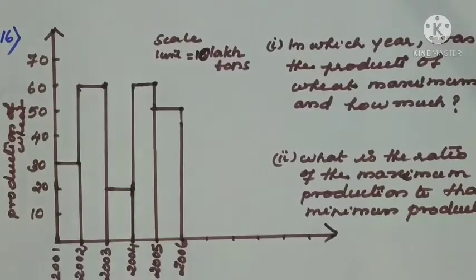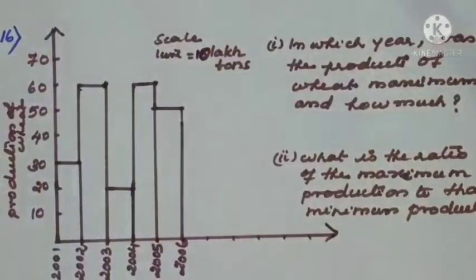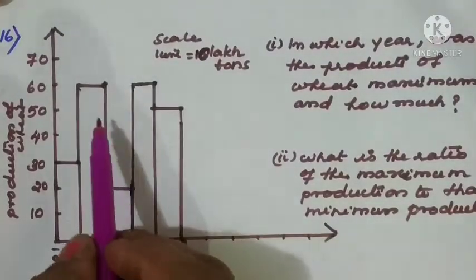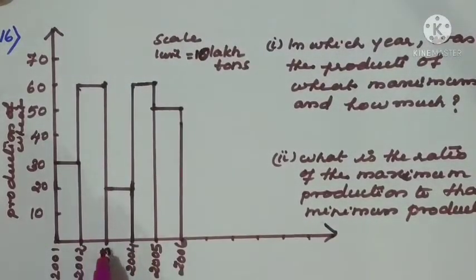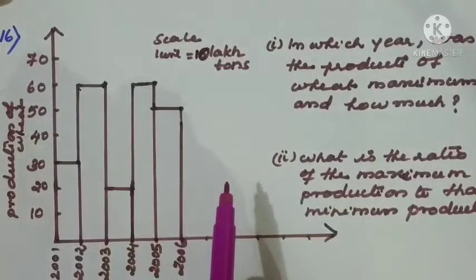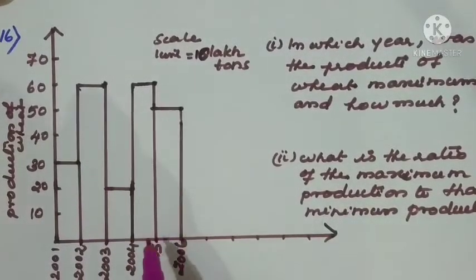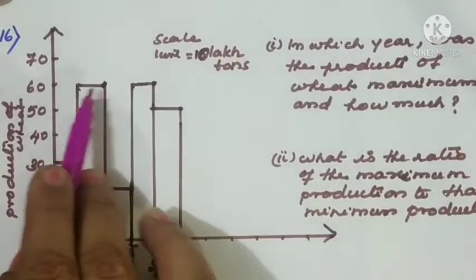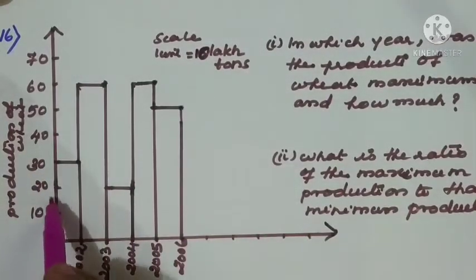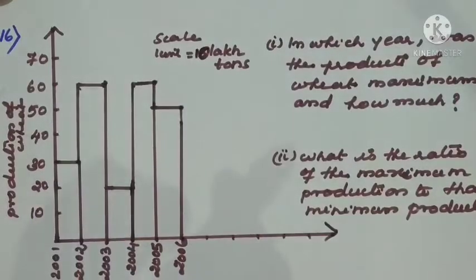Here 1 unit equal to 10 lakh only they have written. The question is asked which is the maximum, means the maximum height only. The maximum height of the bar is in between 2002 to 3, that is 60 lakh tons only, and 2004 to 5 also we are having 60 lakh. So 10 lakh, 20 lakh, 30 lakh, like that it is. So 60 lakh tons only.